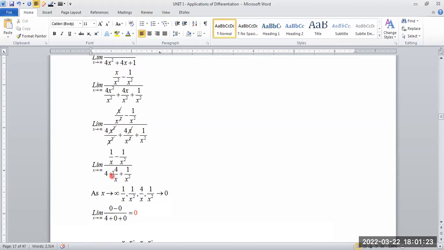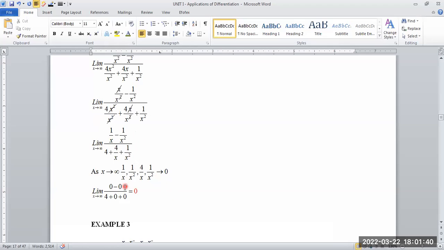So we know, remember, once we have a constant in the numerator and an increasing variable in the denominator, it'll go to 0. So the 1 here, the 1 here, the 1 here, and the 1 here, as x tends to infinity, all of them will go to 0. So I'm going to have 0 minus 0 over 4 plus 0 plus 0, which is going to be 0 over 4, which is going to be 0.